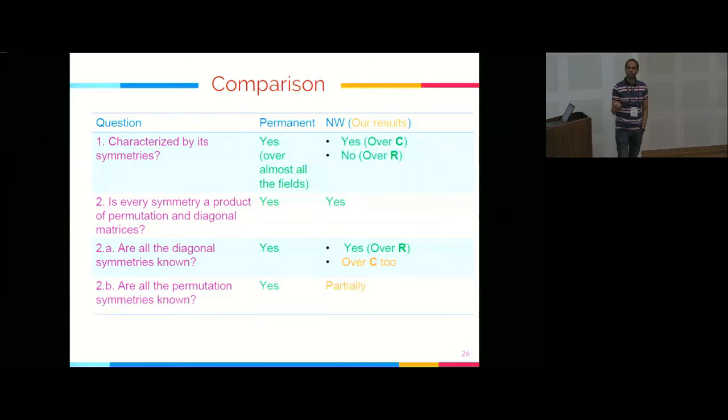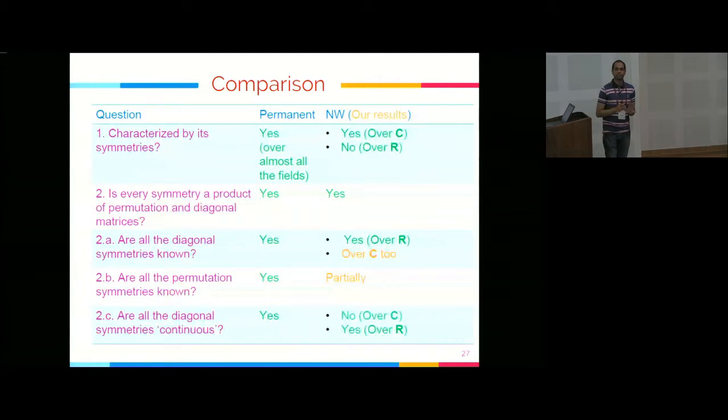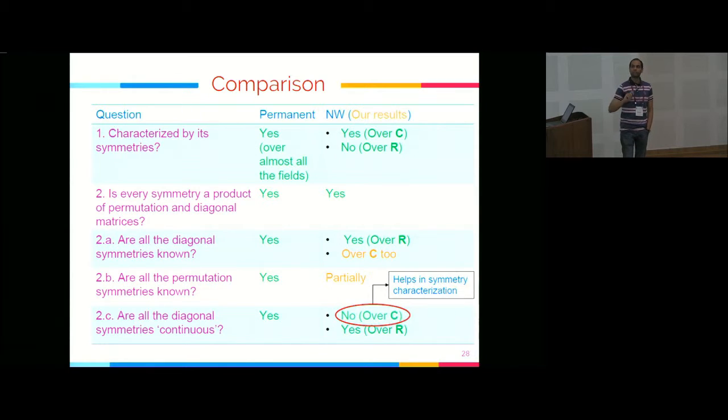And are all the permutation symmetries known? The complete answer is known for the permanent, and we gave a partial answer for the design polynomial. And the next question is, are all the diagonal symmetries continuous? So recall that the symmetries were classified into two classes, continuous symmetries and discrete symmetries. For the permanent, all the diagonal symmetries are continuous, but the answer is different for the design polynomial depending on the underlying field. So the answer is no over C, and the answer is yes over R. And actually this no answer helps us in answering the first question over C. Okay, so this is the comparison between these two polynomials.